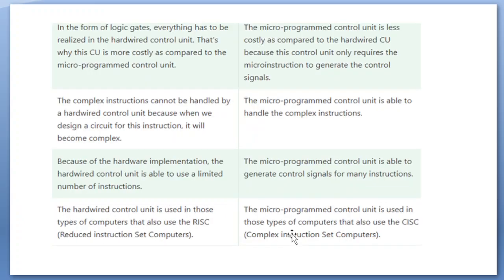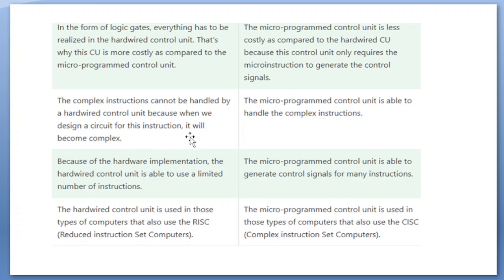Then, in the hardware control unit, everything has to be realized in the form of logic gates. That's why this control unit is more costly as compared to the microprogrammed control unit. Why? Because we are using many logic gates, it will definitely be very expensive. So the hardware control unit, compared with the microprogrammed control unit, is very expensive, but the microprogrammed control unit is less costly.